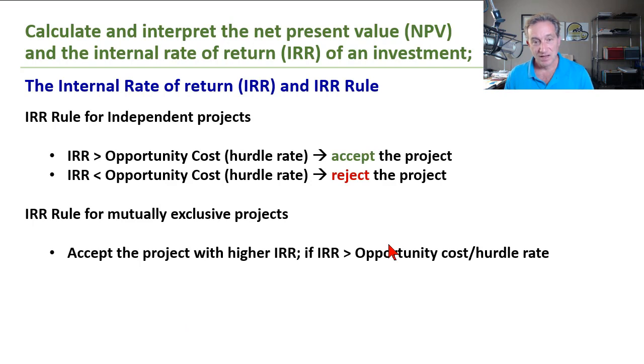Okay. Then the IRR rule, again, there's not a big fancy rule. It's analogous to the NPV rule. If the internal rate of return is greater than the opportunity cost, or more formally, we may call that a hurdle rate, we accept the project. If it's less than the opportunity cost or hurdle rate, we would reject the project.